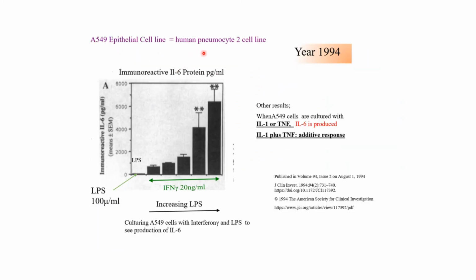A549 cell line. Back to the A549 again. Human pneumocyte 2 cell line, in the year 1994. They're given the same amount of interferon gamma, but increasing amounts of LPS. So as long as there is 20 nanogram per mil interferon gamma, and you give them more and more LPS, they give out more and more IL-6. Other results, data not shown here: IL-1 or TNF, IL-6 is produced. IL-1 plus TNF, the response is additive.